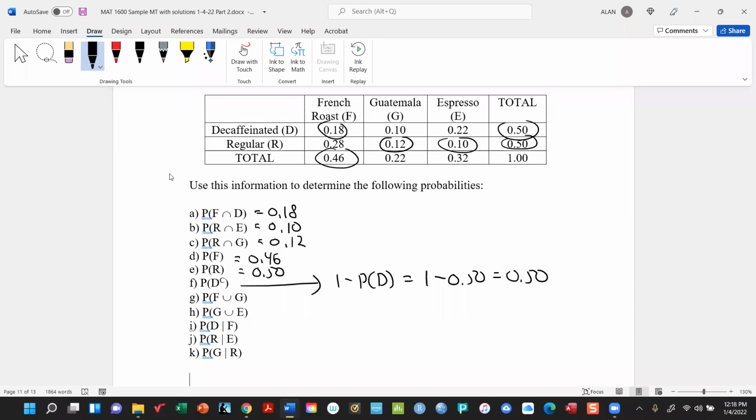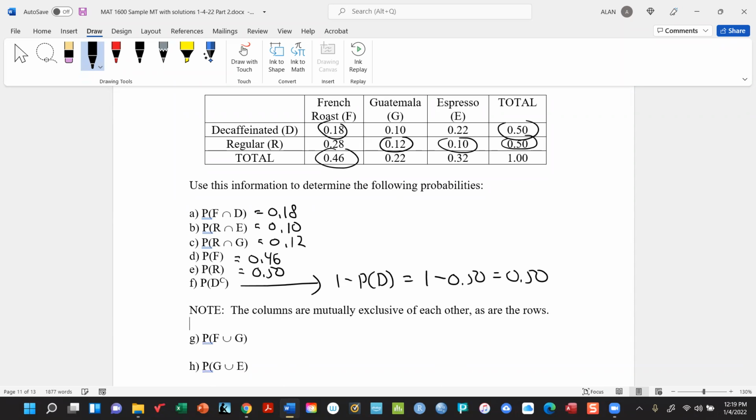Now, when it comes to this part, you just have to be aware that the unions are, in this case, unions of columns. So I just want to mention here, note the columns are mutually exclusive of each other, as are the rows. In other words, you can't have the same bean be both French roast and Guatemala. You can't have the same bean being Guatemala and espresso.